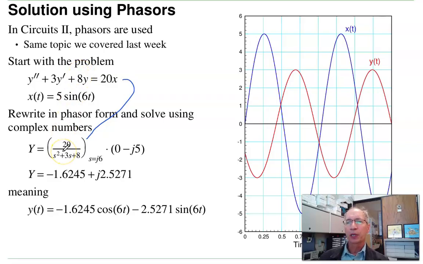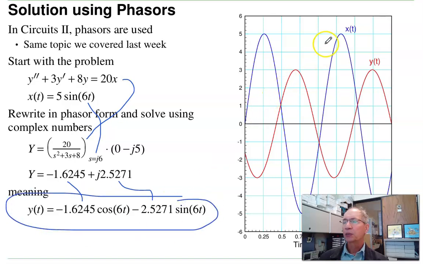This is the gain everywhere. All I care about is what's the gain at 6 radians per second, so s is j6, times the input. In phasors, the real part is cosine, minus j is sine, so 5 sine of 6t is 0 minus j5: 0 cosine, 5 sine. Analyze this, you get a complex number. What that means is the real part's cosine, minus j is sine. So there's your answer. And here's what the input looks like, that's what the output looks like.